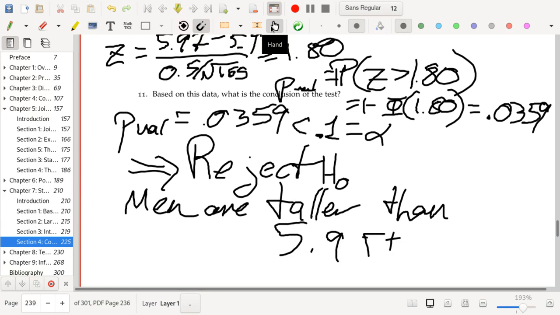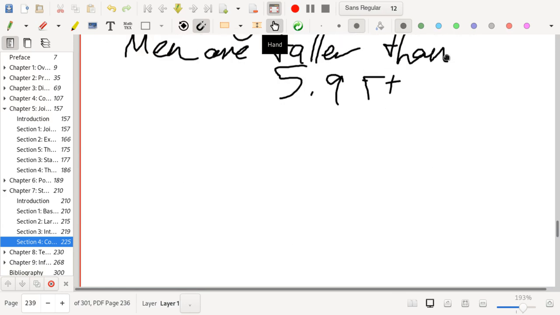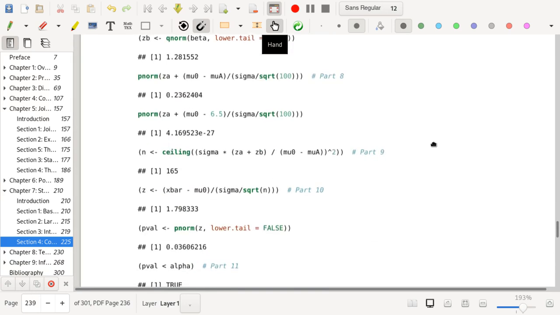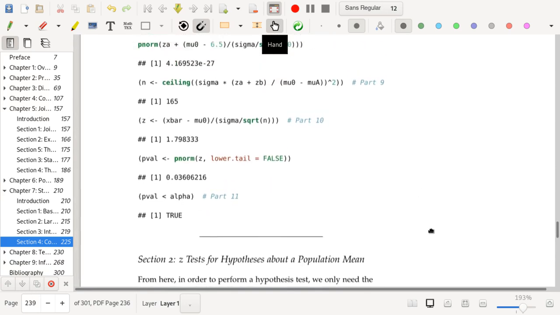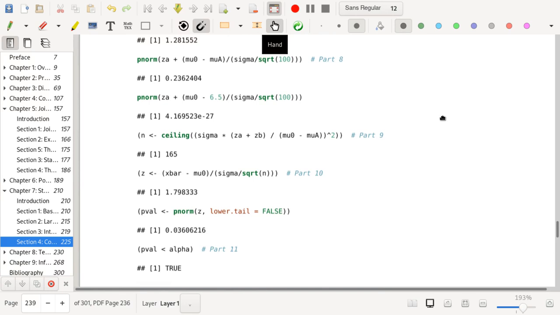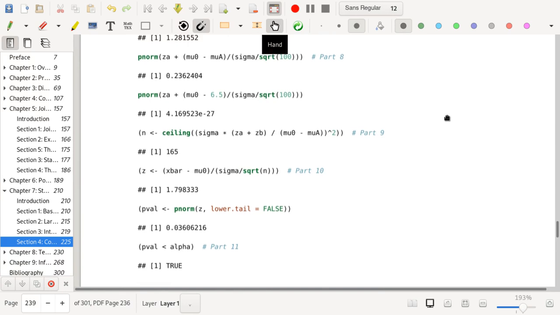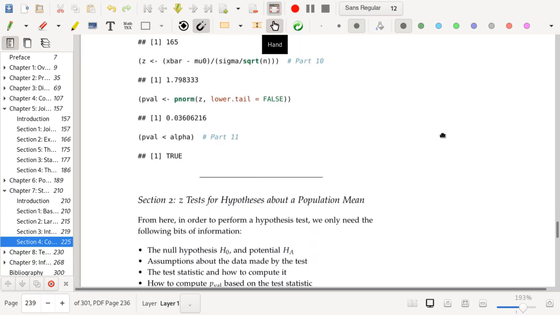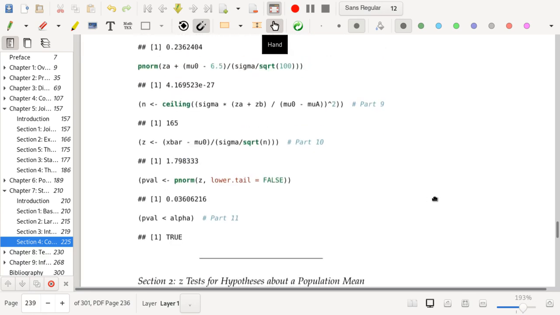All right, so that's it. Here's some R code that's doing very similar work. You can read through it if you want, but it's essentially using R as a calculator. So at this point, I'm going to conclude the lecture because it's taken quite a bit of time, and this is probably a little exhausting.